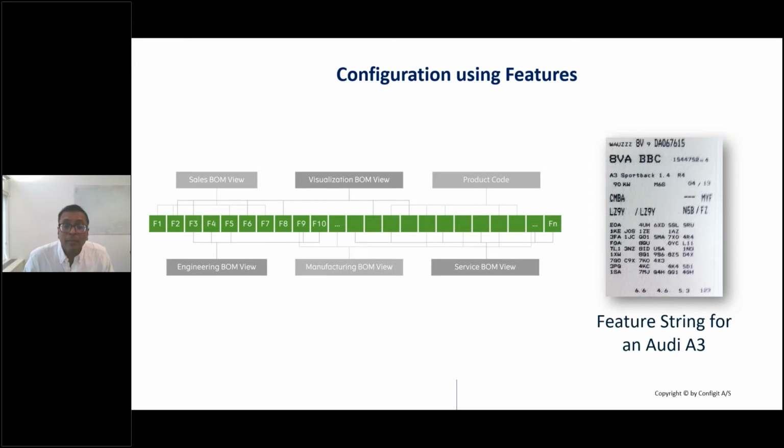So you can see an example of a feature string for an Audi A3 that used to belong to one of my colleagues. And with that feature string, you could derive almost everything you wanted to know about this car.